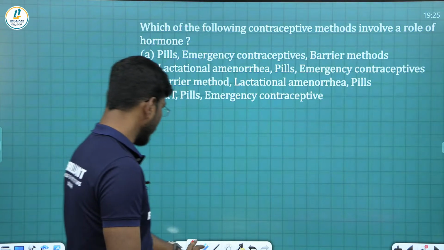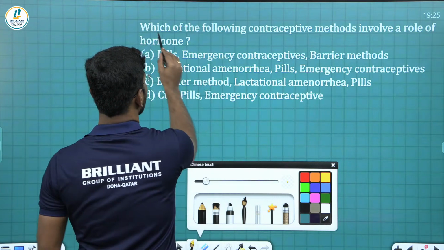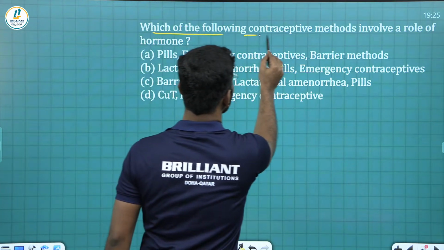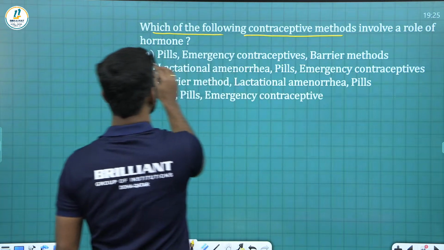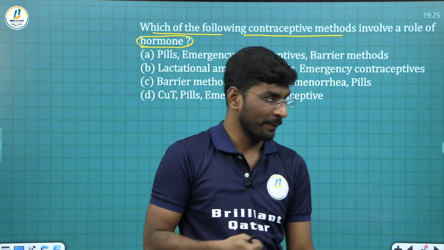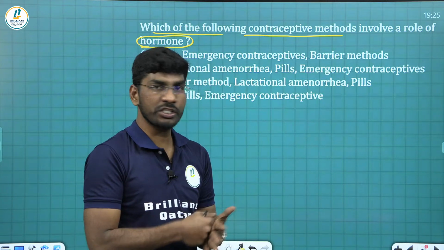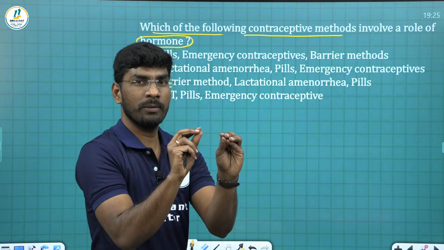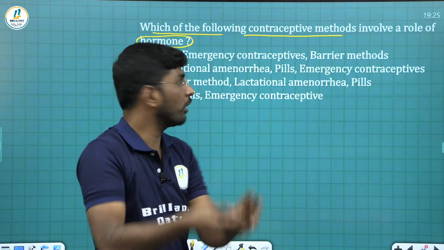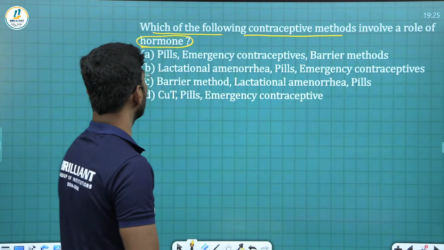Now try this one. Very, very simple question. Which of the following contraceptive methods involve a role of hormone? Role of hormone. Try. Next, who is this? Try, beta. Next, Ridya, Isham, hormone. They are involving hormone. What is that? Which of the following contraceptive methods involve a hormone role?